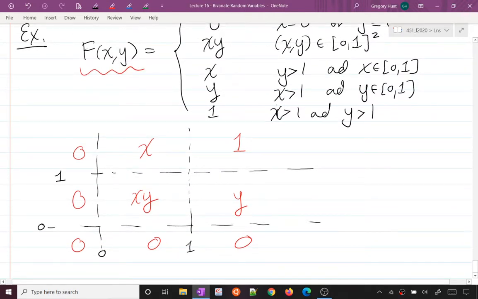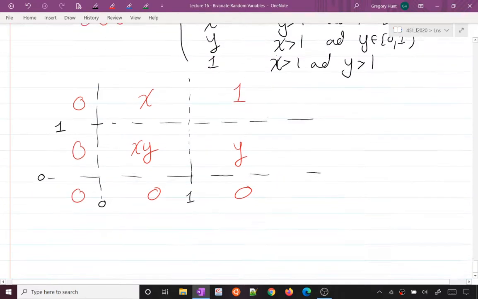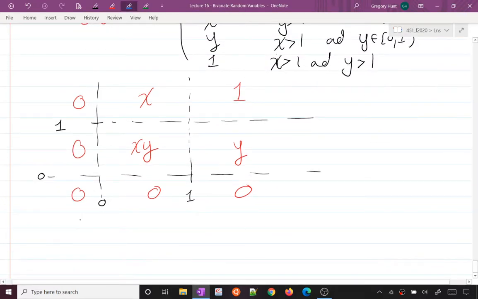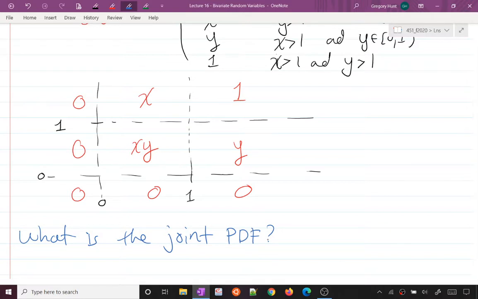It's much more complicated than some other things we've seen. But we could ask a question. This could be a homework or an exam question: what is the joint PDF? I'm kind of hinting here that this is a continuous function, and it is therefore a bivariate continuous random variable, and so it has a joint PDF.